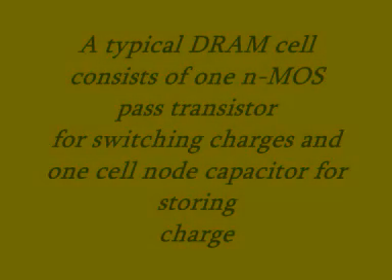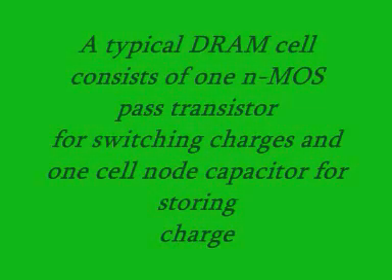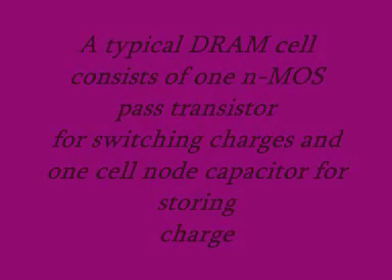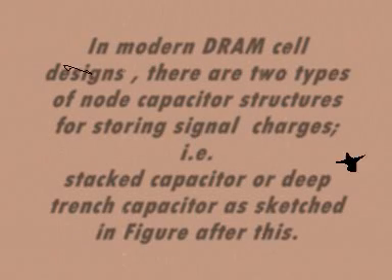A typical DRAM cell consists of one NMOS pass transistor for switching charges and one cell node capacitor for storing charge. In modern DRAM cell designs, there are two types of node capacitor structures for storing signal charges. For example, stack capacitor or deep trench capacitor, as sketched in the figure after this.